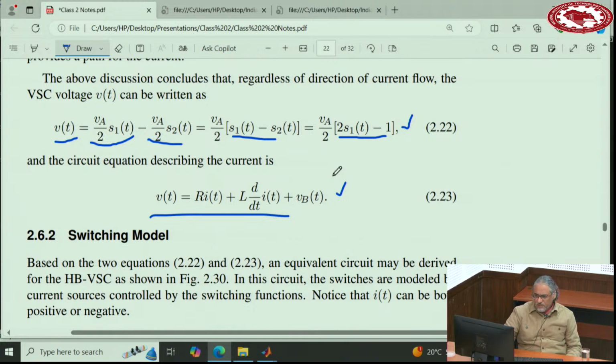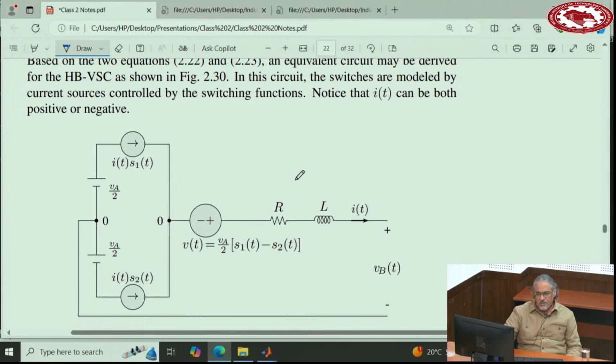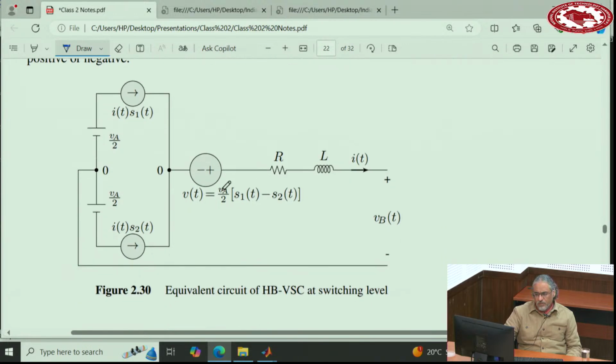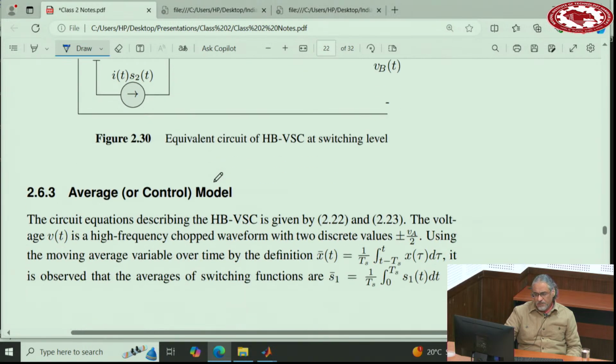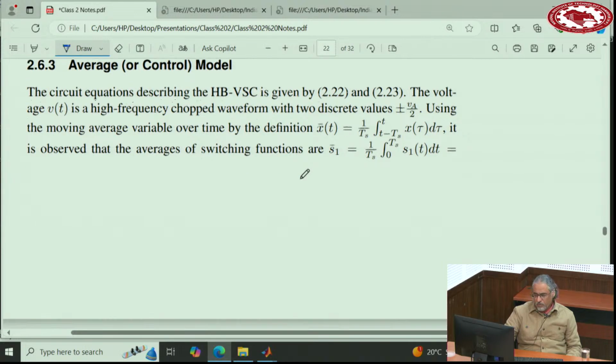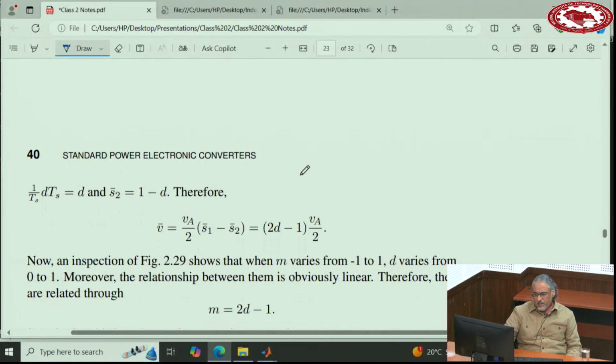So at the switching level, if you want to show it similar to what we have done before, that's basically what you get. So when switch 1 is on, the current follows this one, and then when switch 2 is on, it goes to this one. For the average model, we take the same approach of Fourier series. So the average of V bar becomes VA over 2. The average of S1 is D. The average of S2 is 1 minus D, so it becomes 2D minus 1.